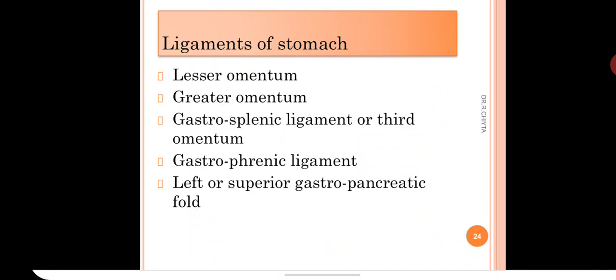Ligaments of the stomach: lesser omentum, greater omentum, gastrosplenic ligament, which may be called the third omentum, gastrophrenic ligament, left or superior gastropancreatic fold. So these ligaments of the stomach we will not cover in detail in this class. You have to know about all these folds of the peritoneum, and in the peritoneal folds section you have to learn in detail. If you learn these peritoneal folds in detail there, then you can write for every viscera.